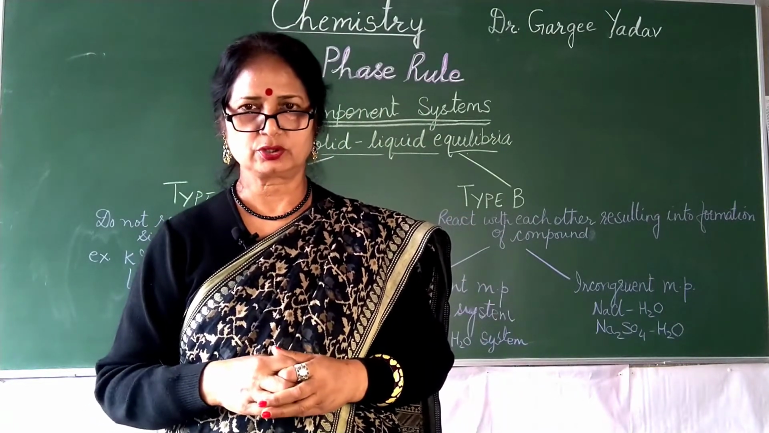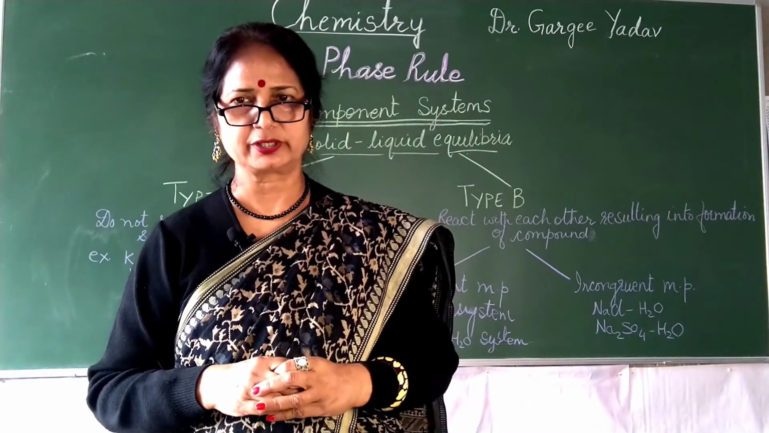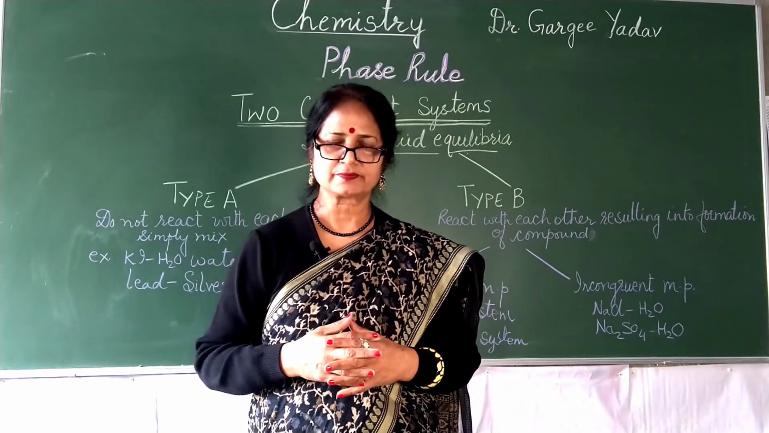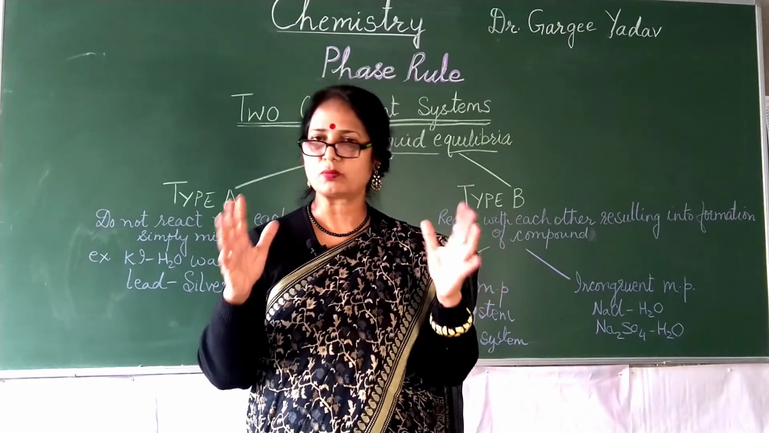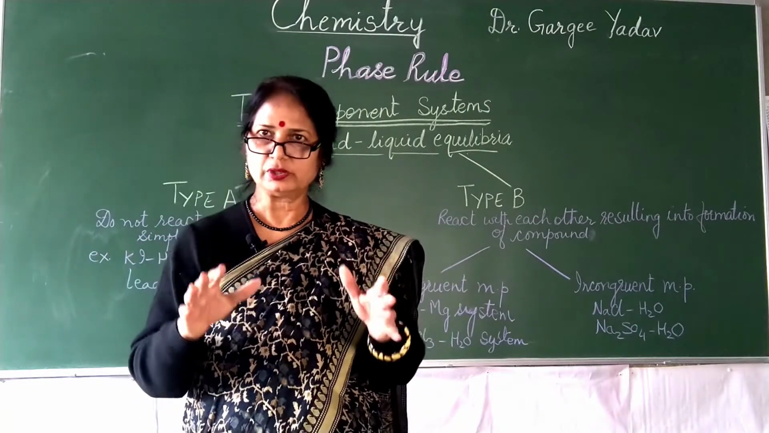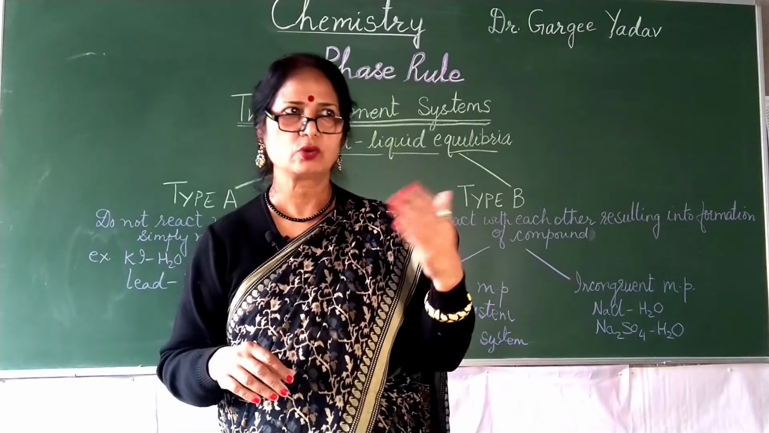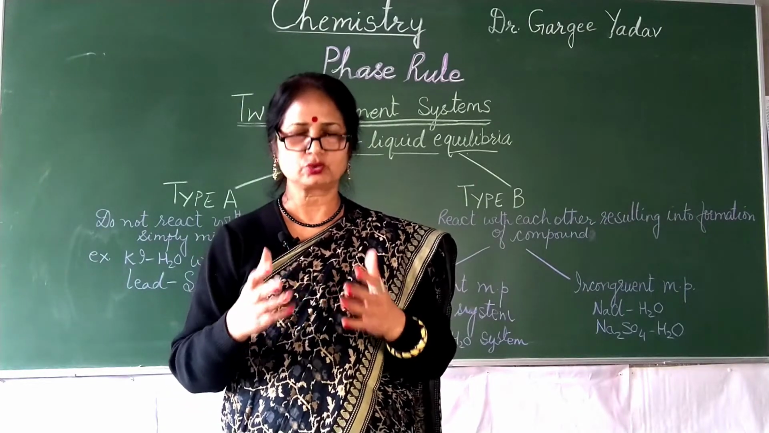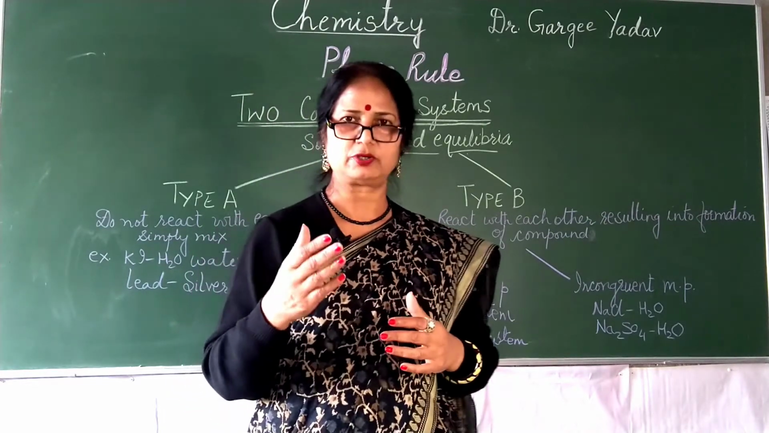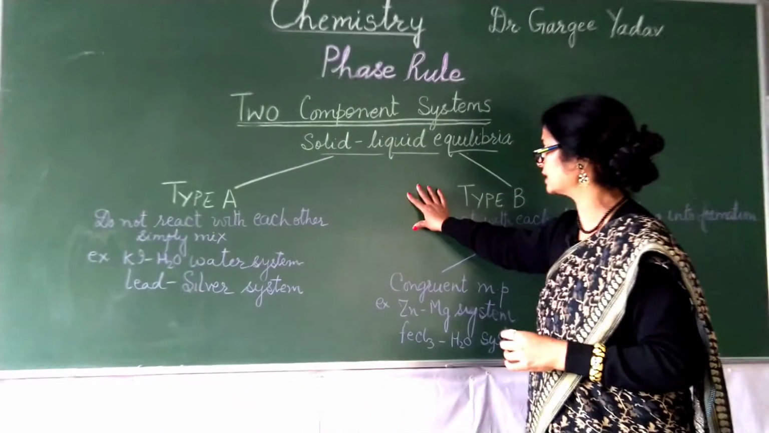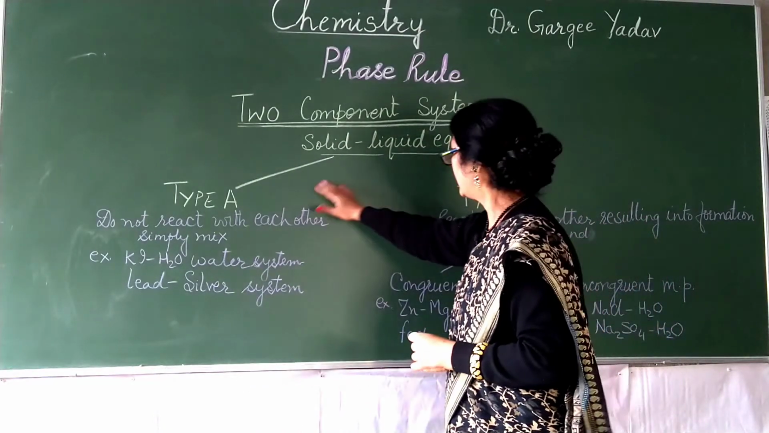So when we study the two component systems containing solid and liquid phases, in such cases the liquid phase comprises a homogeneous solution of components, which when cooled may deposit one or more of the solid phases. So these two component systems can be of the following two types. Here I have written them for easy understanding. Type A and type B.